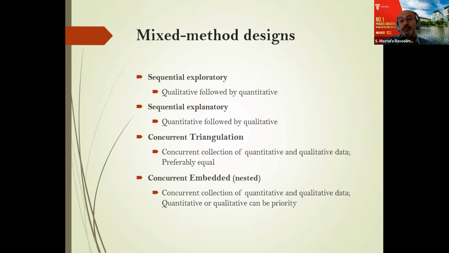Concurrent triangulation. For concurrent triangulation, we collect concurrent data, conducting qualitative and quantitative concurrently, with almost the same weights for qualitative and quantitative. So for concurrent triangulation, both qualitative and quantitative can have almost the same weight.